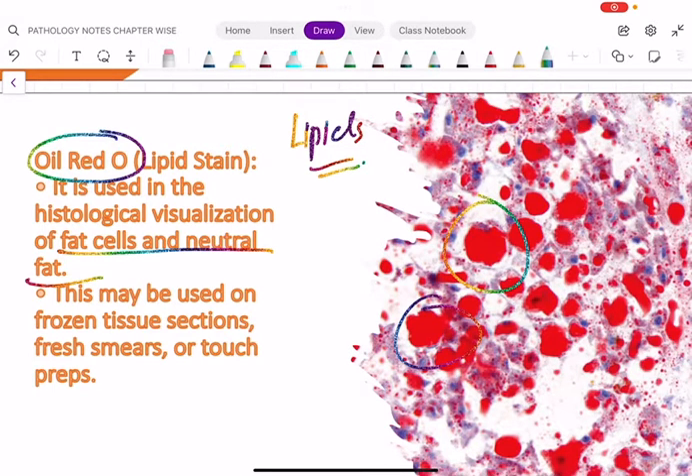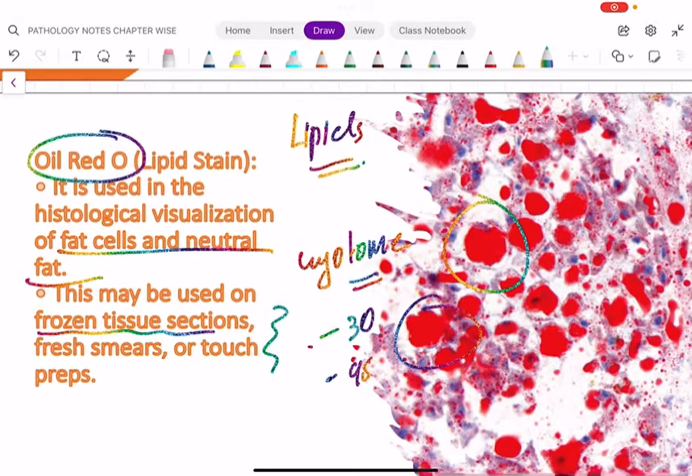Remember, it may also be used in frozen tissue sections. Frozen tissue sections mean we will take the tissue and use something we call a cryotome. That is, we are storing it under very low temperature of -30 to -95 degrees Celsius. So that is a frozen tissue section. For all those purposes, we will use oil red O, and oil red O will stain the oil or the fat red in color.